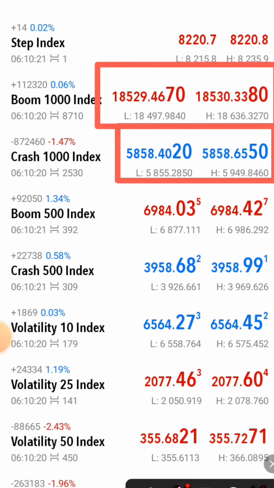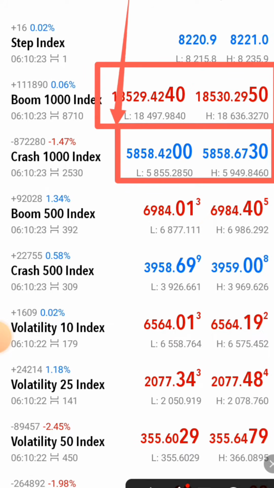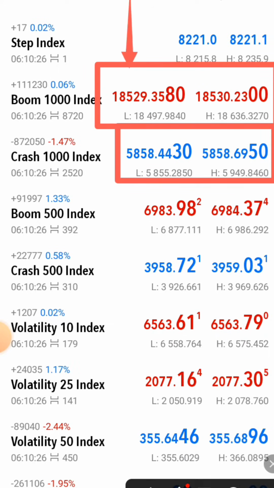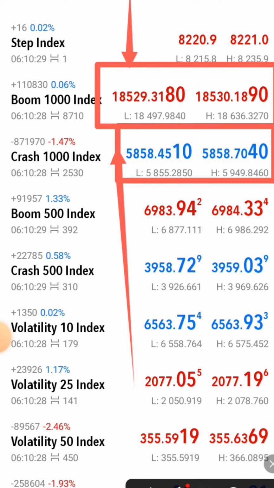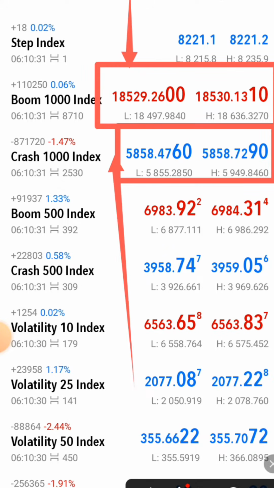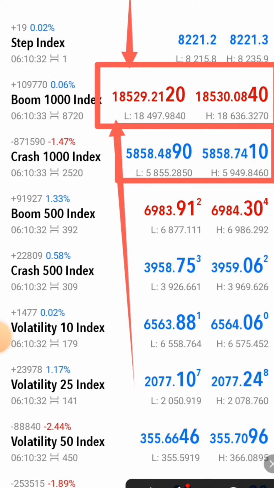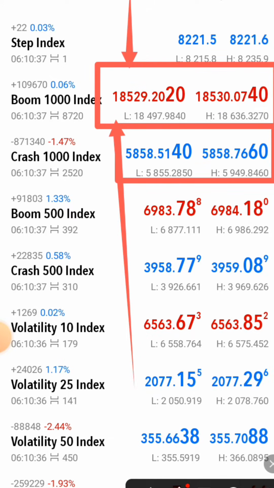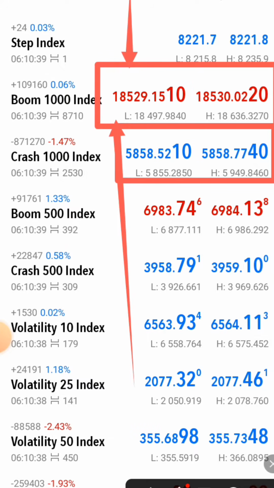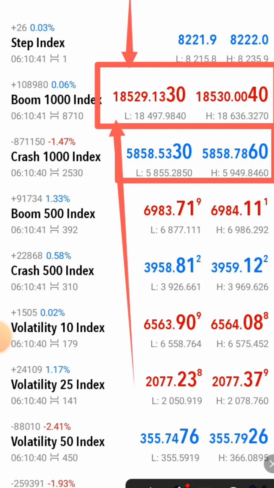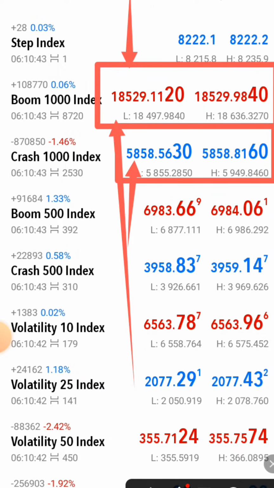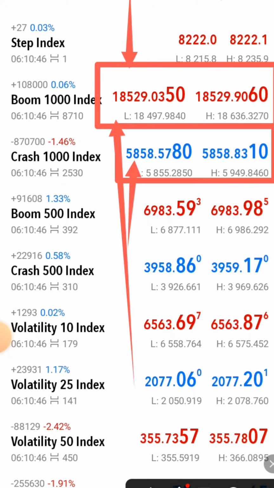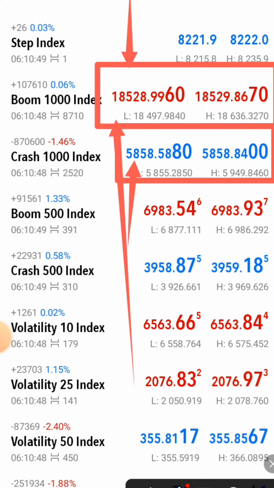Now count this thing as you're seeing. Count this thing: 1, 2, 3, 4. Can you count this thing? If you can count it, then you will know that we have 18, 52, and 9. But count this one, you will see that you only have 58 and 58. So you see that the size of this thing is bigger.